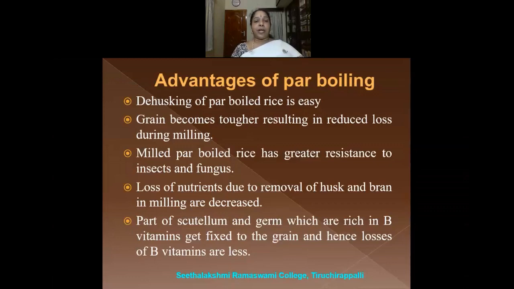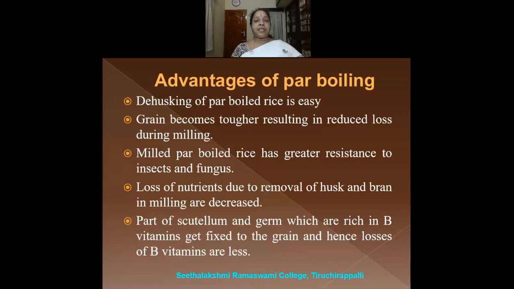Advantages of parboiling. Dehusking of parboiled rice is easy. When the paddy is soaked and then steamed, later it is dried. What happens? The outer portion, the hull portion of the paddy becomes loose and therefore it can be easily dehusked.